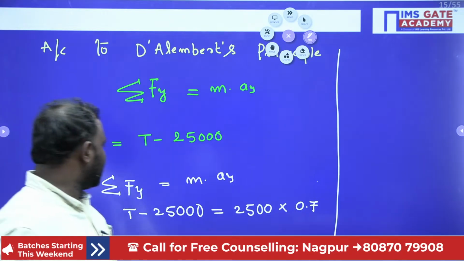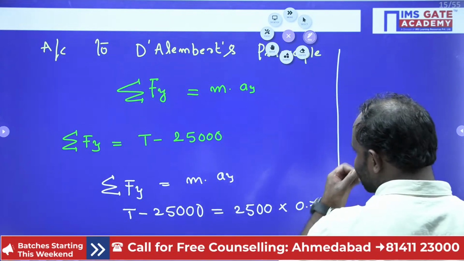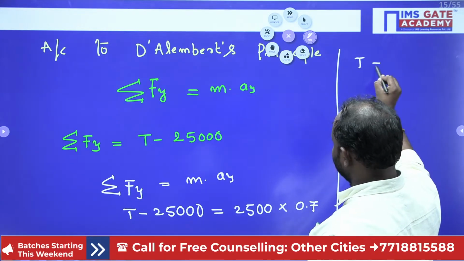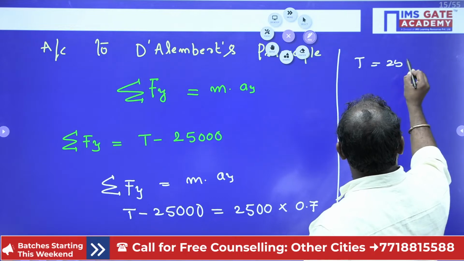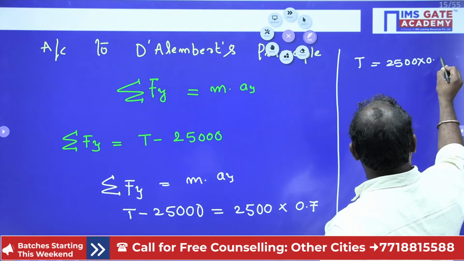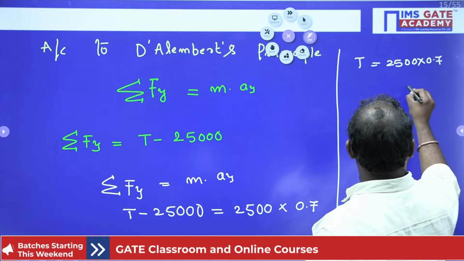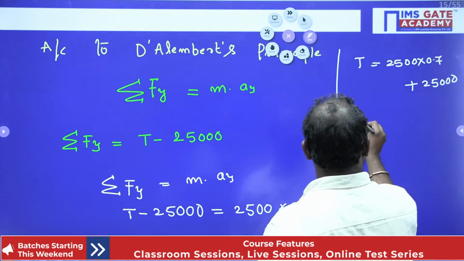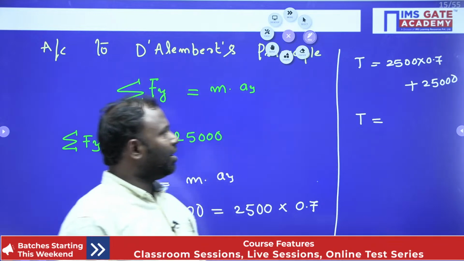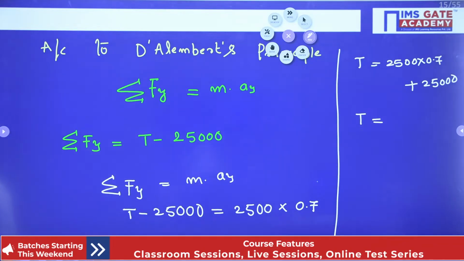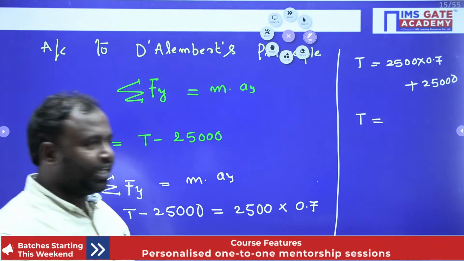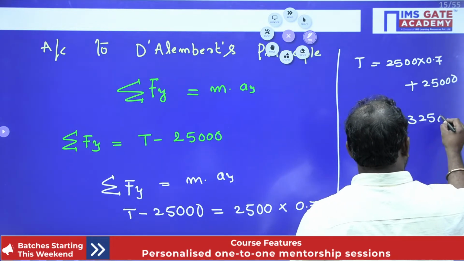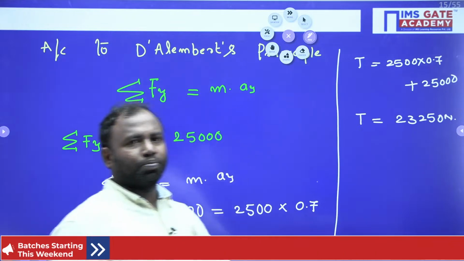Right. Now let us go and solve this. T is equal to 2,500 into 0.7 plus 25,000, right? Now I am going to get 23,250 newtons. Like that we are supposed to solve.